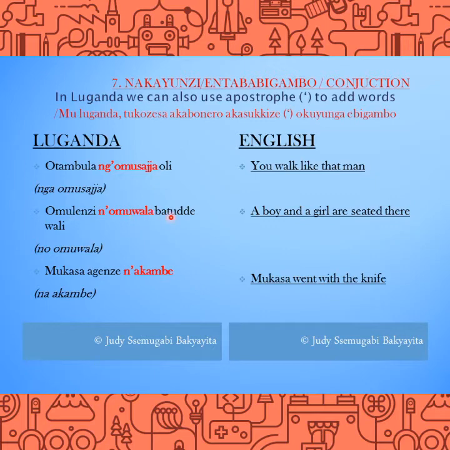Omulenzi n'omuwala batudde wali. Two words added as one using apostrophe. A boy and a girl are seated there. Mukasa agenze n'akambe. Mukasa went with a knife. You see these words in brackets, they show that we have two words. In red, it shows that we've added two words to get one using the apostrophe.